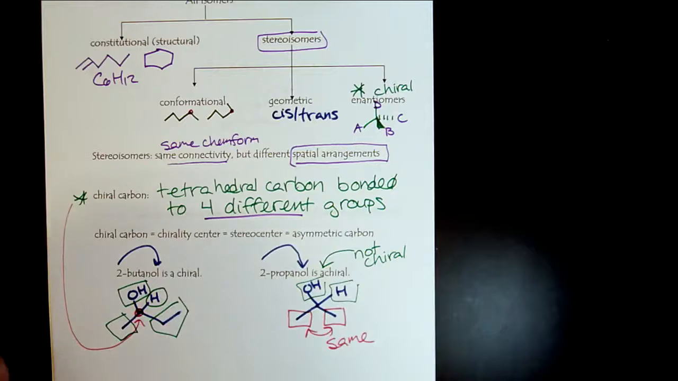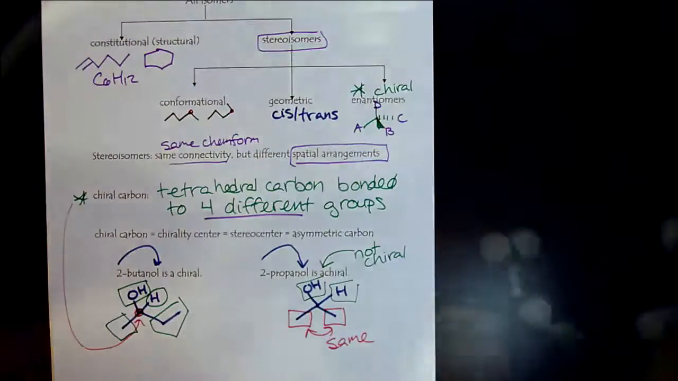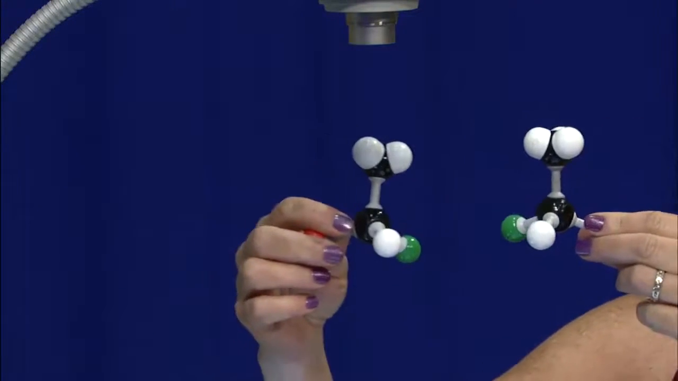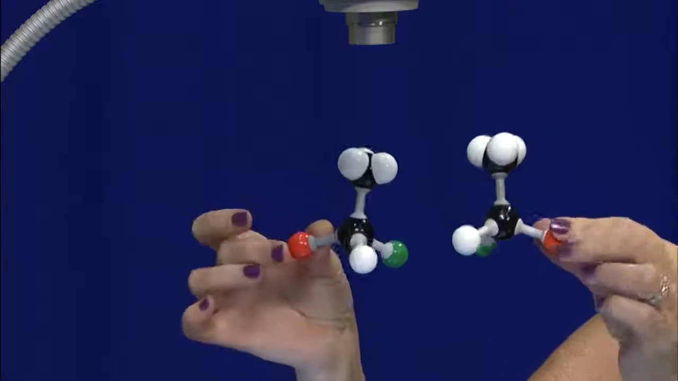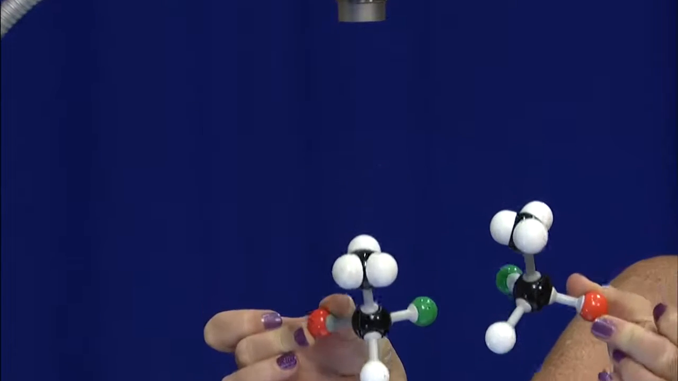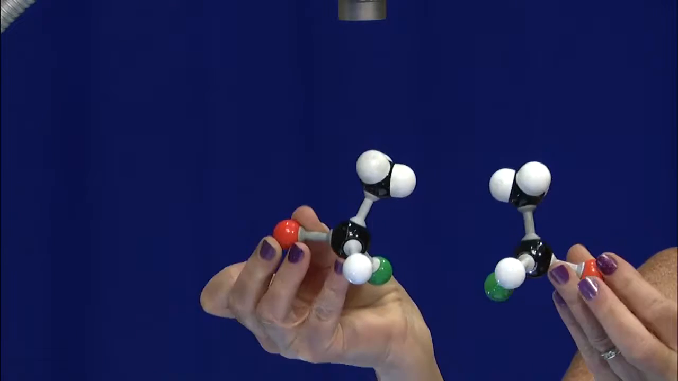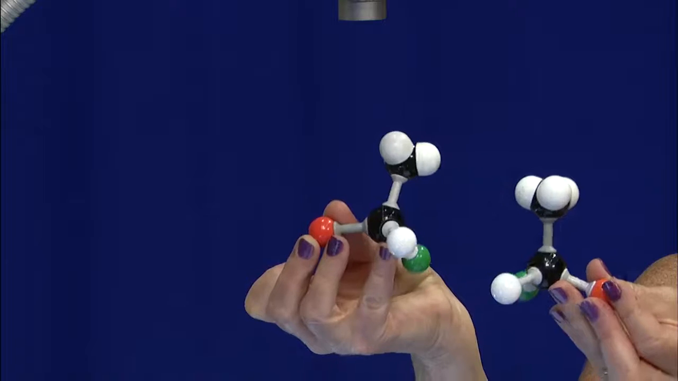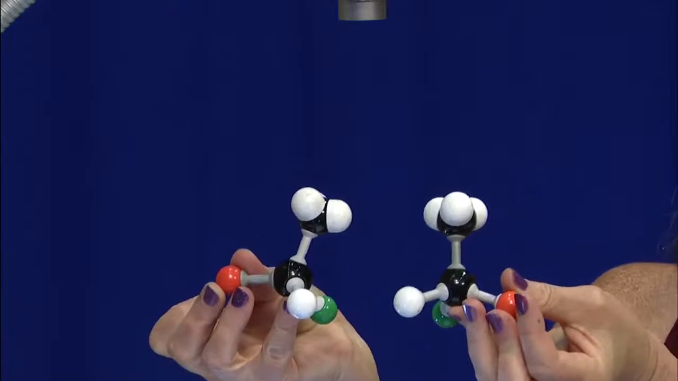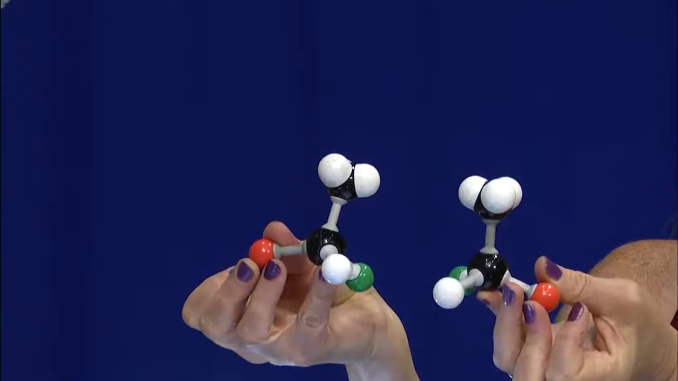Alrighty, so now let's take a minute and look at some models to help bring some experience to this. Here is the simplest set of models. I'll hold these up for you. If I turn it, you can see that there's a mirror image. We've got a methyl group on the top, and then the white and the green and the orange. This carbon in the center is a chiral carbon because it's bonded to 4 different groups: the white, the green, the orange, and the methyl group.